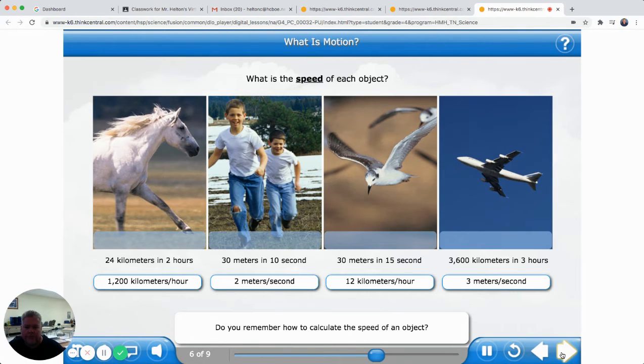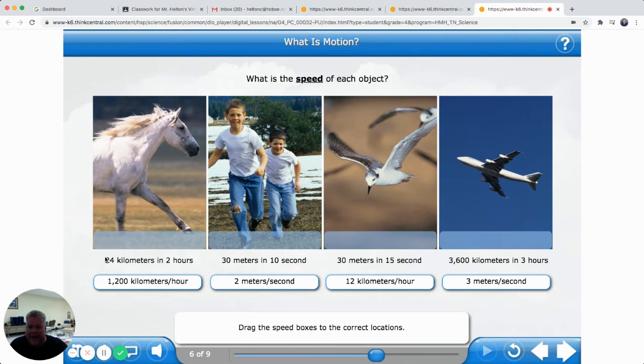Do you remember how to calculate the speed of an object? Well, you've got to divide the distance traveled by the amount of time. What do you think is the speed of each of these objects? Drag the speed boxes to the correct locations.